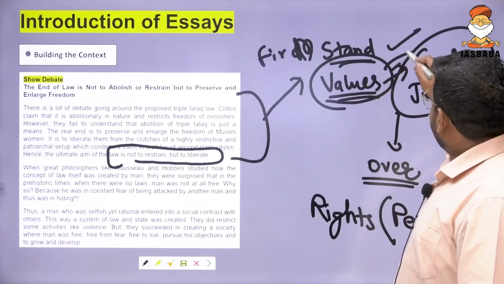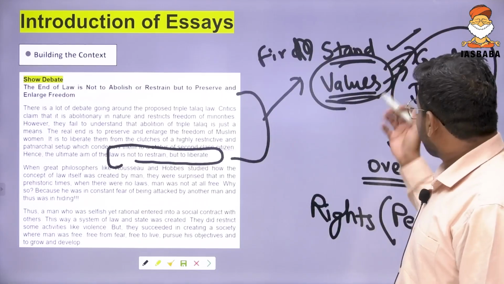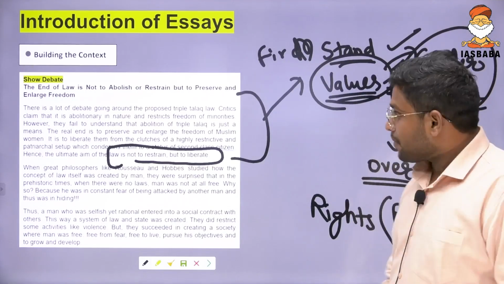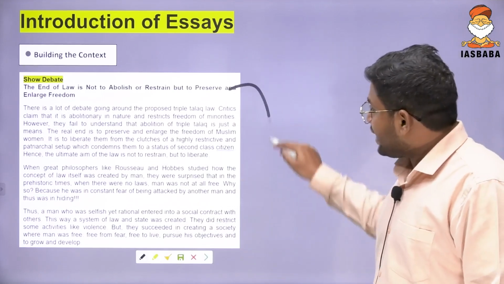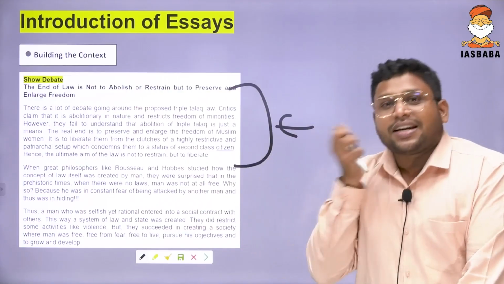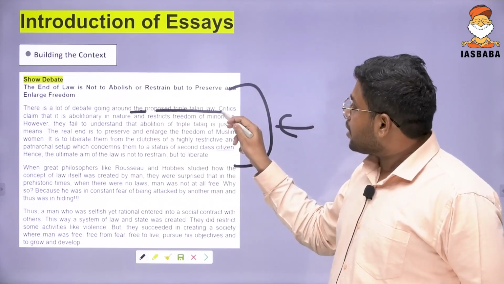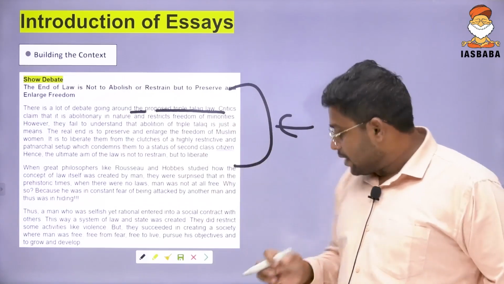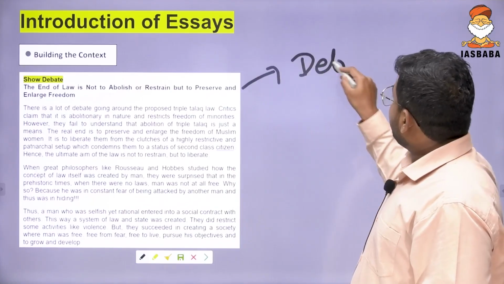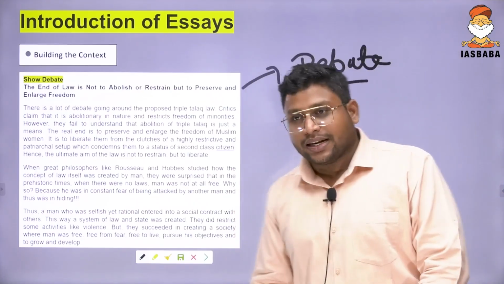His values, I am getting that he cares about the vulnerable population. So, those values are very clear. That compassionate nature is very clear. That is visible. And most importantly, as far as the writing part is concerned, with the first line, this person has attracted the reader. There's a lot of debate going around the proposed triple talaq law. Yes. So you're bringing the entire conversation towards a debate or a debatable issue. That is one way.